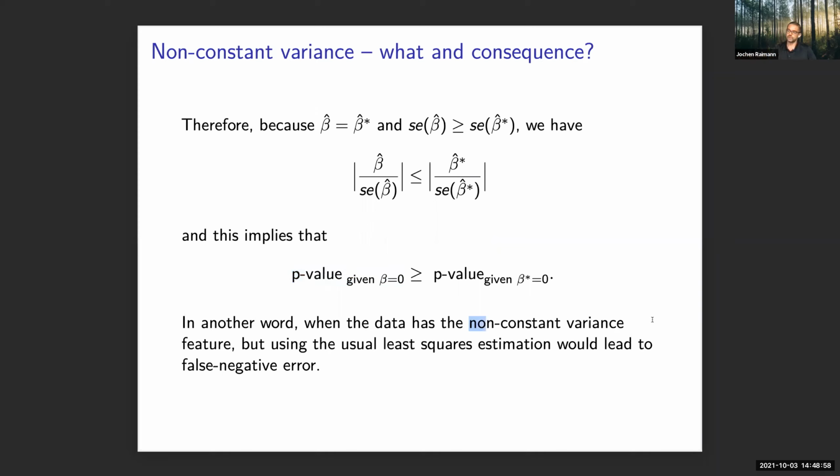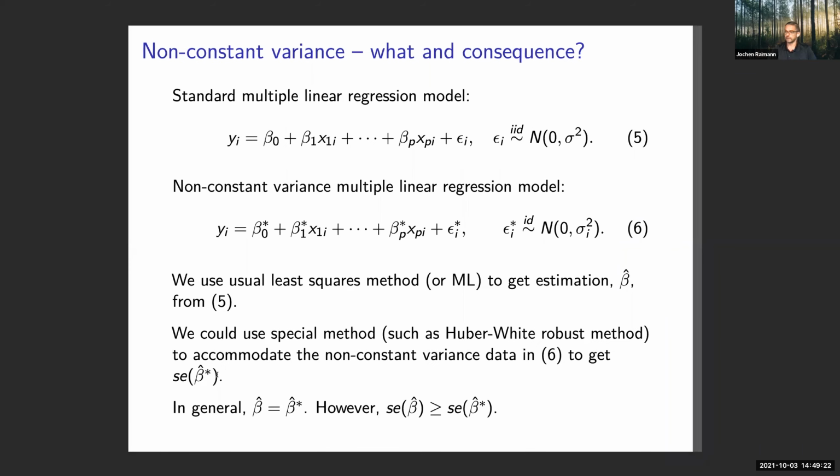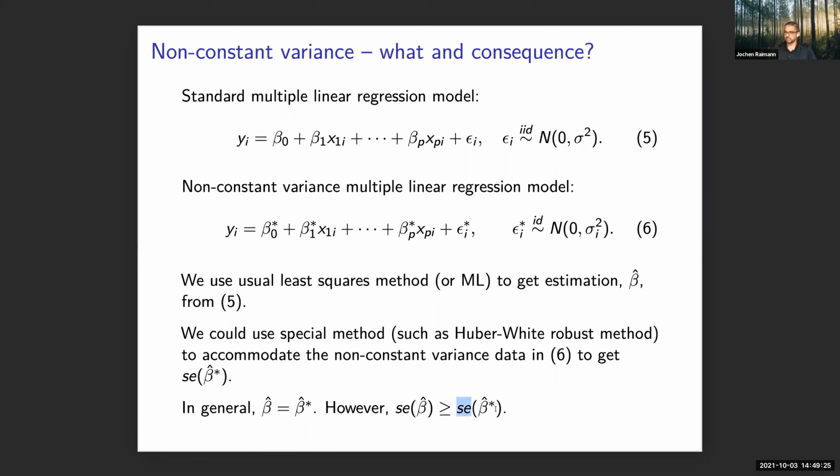So if you have non-constant variance, and this is the problem with it, and you're using least squares estimation, which you do in most cases, you will likely run into type 2 error. So you're missing differences that you should have caught. For that very reason, you want methods that allow you to get your accounted beta, this beta hat asterisk. And one of these methods is the Huber-White robust method.